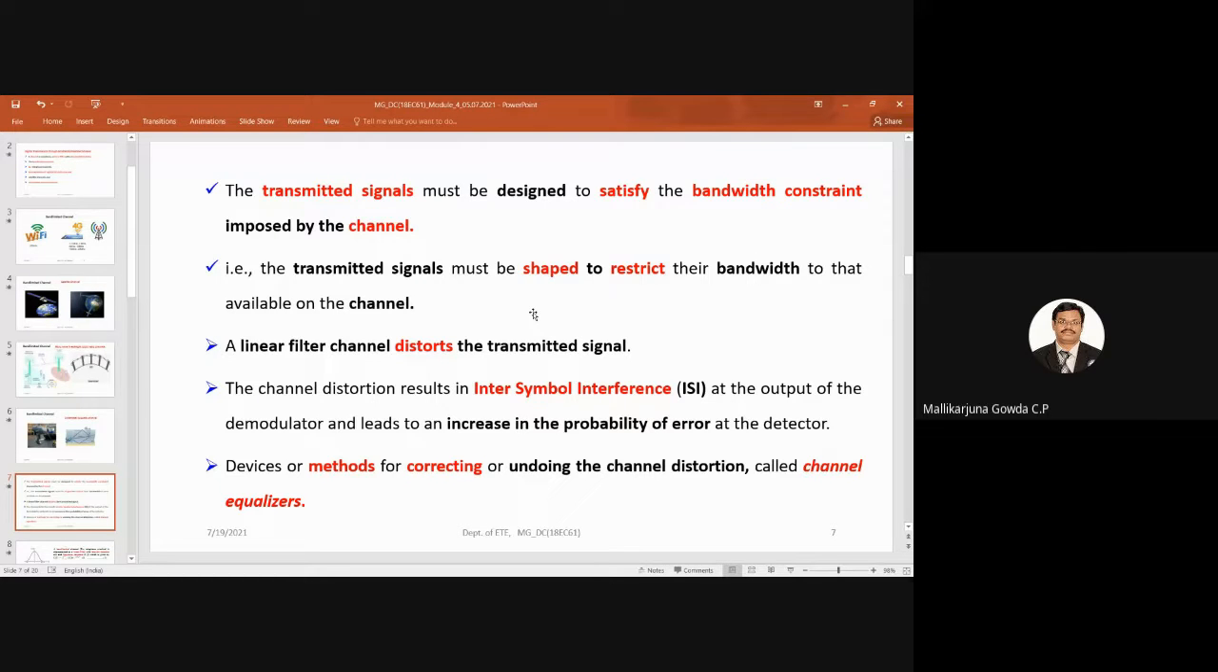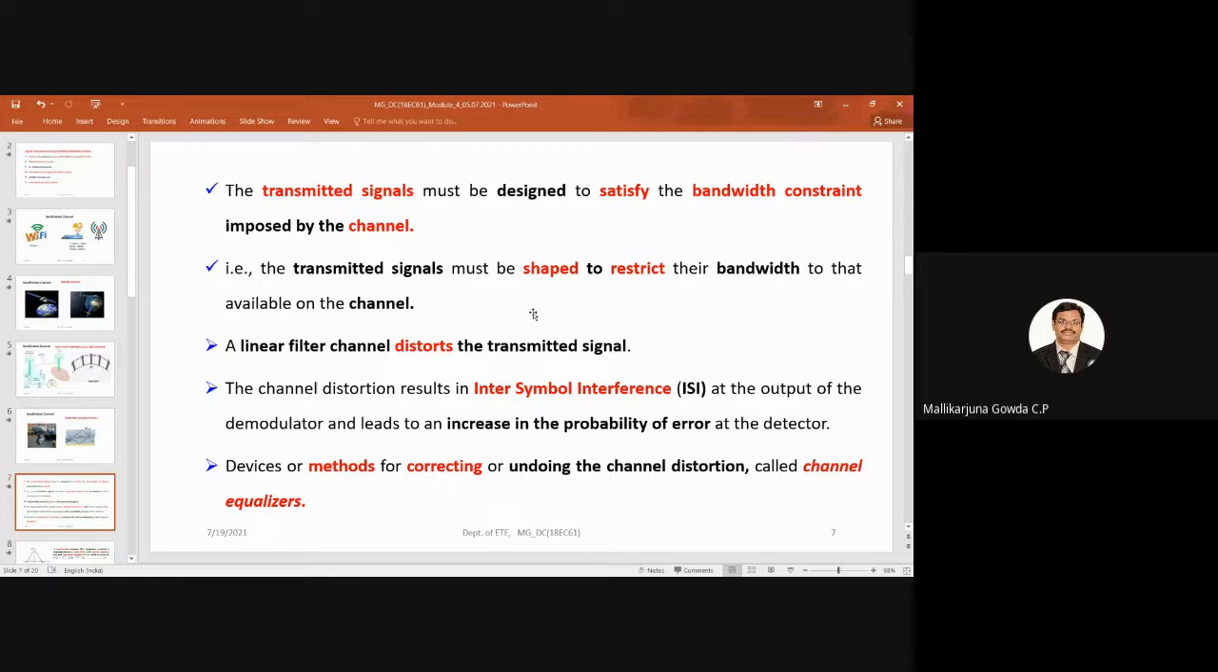So to nullify this intersymbol interference, there are methods or devices known as channel equalizers. They are one of the widely used methods for correcting the channel distortion.